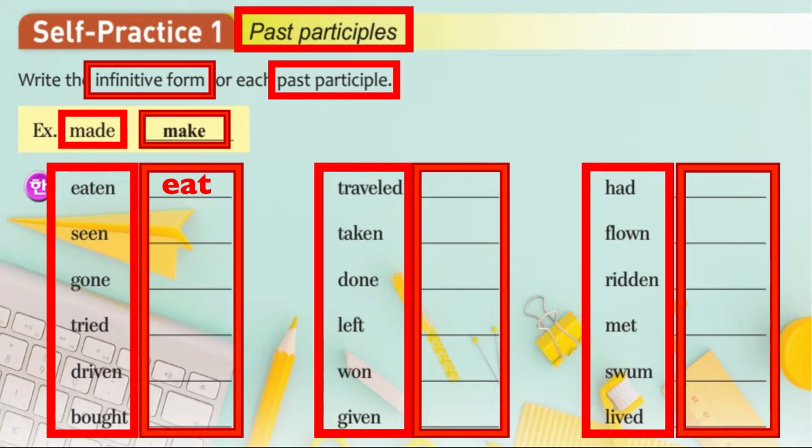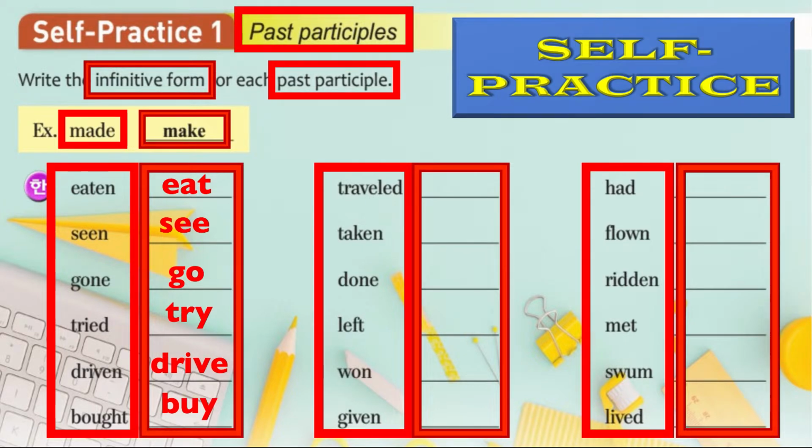So if the past participle is gone, what is the infinitive form? Go. Tried, try. Driven, drive. And bought, buy. So let's see if that's correct. See, go, try, drive, buy are the infinitive forms with the past participles seen, gone, tried, driven, bought. The other ones we're not going to show you. We're going to leave those because we're going to be practicing them in the Speaking 1 section. So we'll leave those for self-practice.